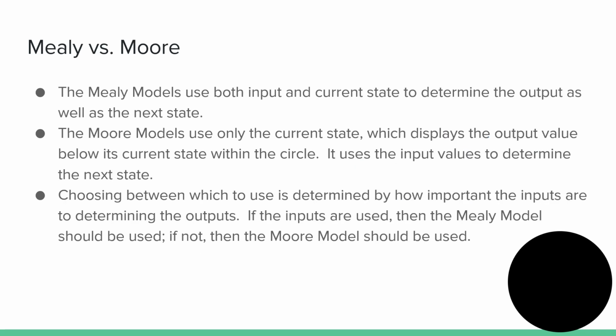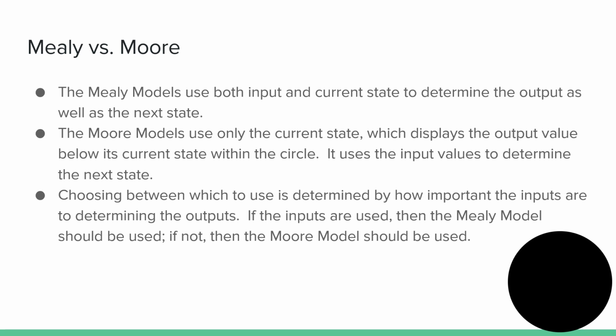In conclusion, the Mealy model uses both input and current state to determine output as well as its next state. The Moore model only uses the current state, which displays the output value below the current state within the circle, and it uses the input value to determine its next state.